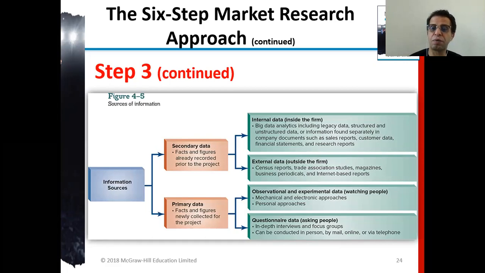And there are 2 types, internal and external. Internal data is data that you collect from inside, from big data analytics, including the legacy data that you have, structured and unstructured data, information found separately, company documents such as sales reports you had before. For example, if most of your customers are contacting you from this country, you might think of opening some stores there. And then you have the external data.